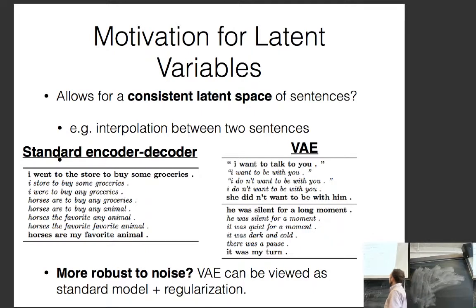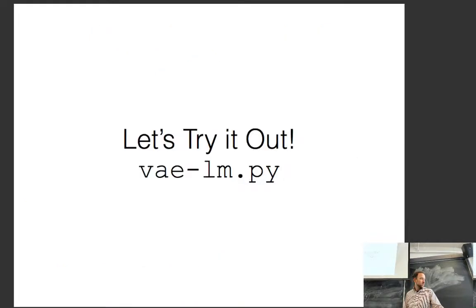Another thing is you could view this as being potentially more robust to noise, because the VAE can be viewed as a standard model plus some regularization, because you're randomly sampling from latent variables. So there's that as well. We have some example code. It's pretty simple, but if you want an example of how to do the reparameterization trick, etc., you can use this in that way.